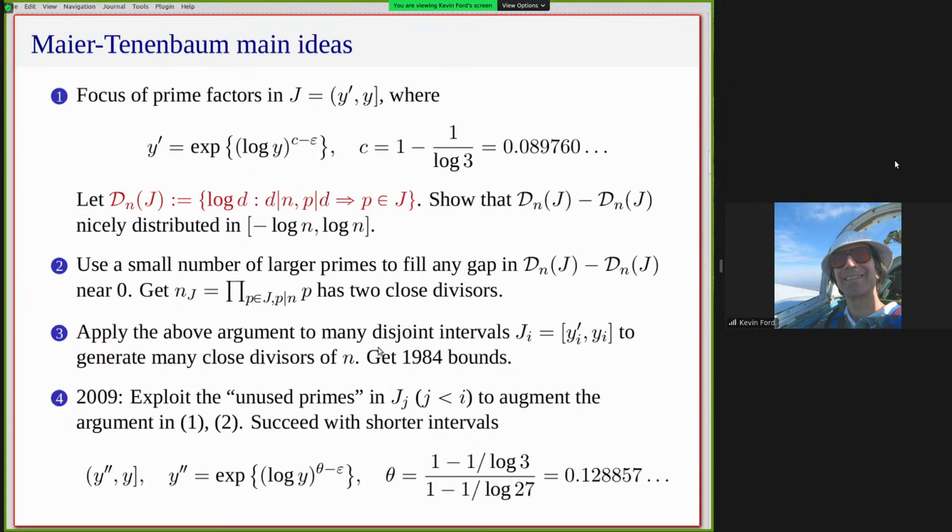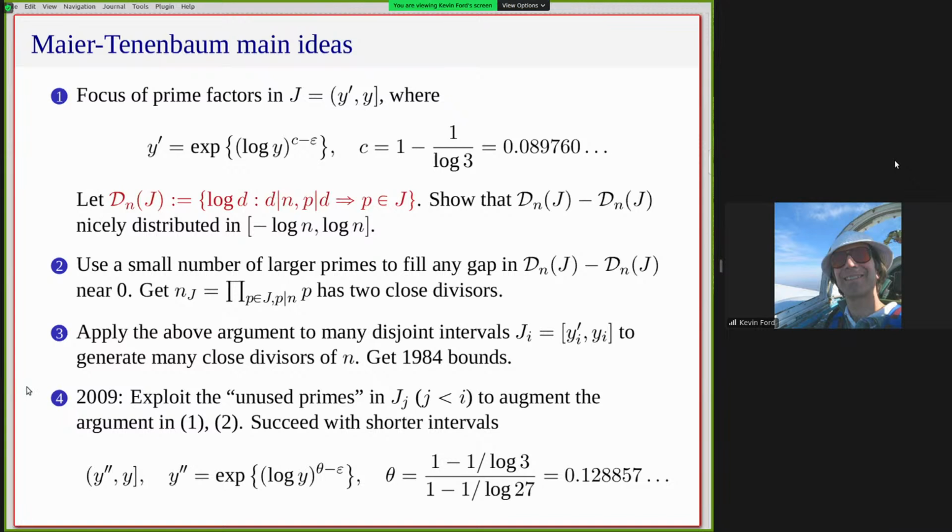Another idea was now to apply the same argument to many disjoint intervals of the same type, right? So you'll have two close divisors in one, 2 close divisors in another, and since they involve disjoint sets of primes, you can glue them together in all sorts of ways, combine them, and then get a large number of divisors in a relatively short interval. Okay, so 1, 2, and 3 correspond to their 1984 paper.